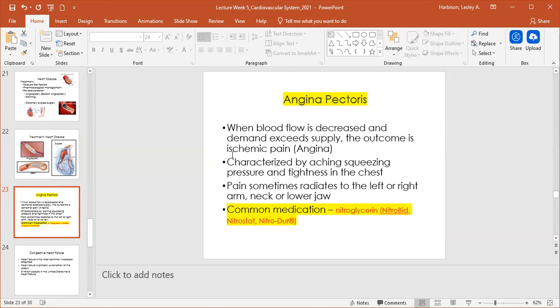The outcome is ischemic pain, or angina is what we call it. Some people might pronounce it differently. It is characterized by aching, squeezing, pressure, tightness in the chest. Usually that happens upon exertion or stress. Pain sometimes radiates to the left or right arm, neck, and/or lower jaw. Someone might think they're having a heart attack unless they know they have angina pectoris.